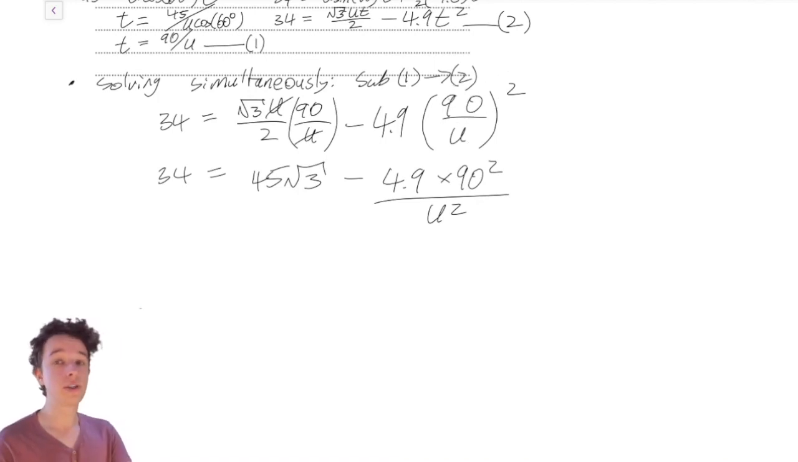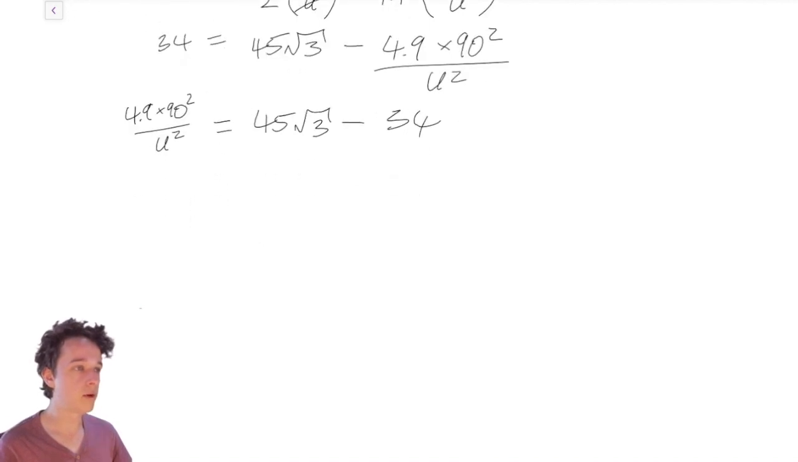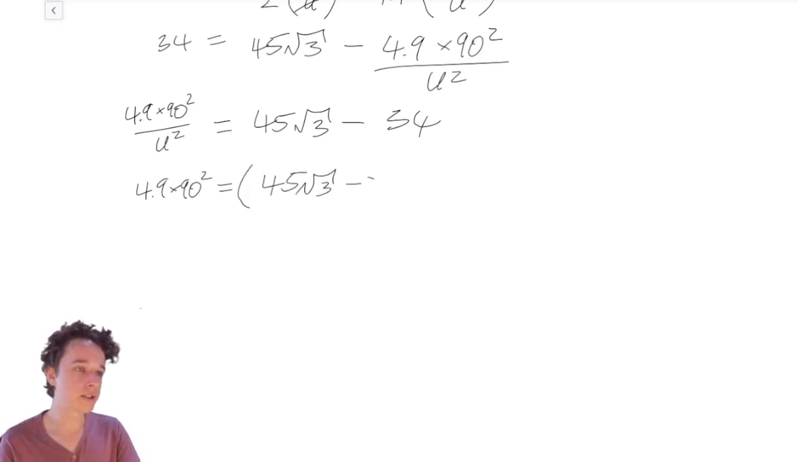And then we rearrange this equation to solve for u. So take this entire 4.9 multiplied by 90 squared divided by u squared to the other side, and you'll get 4.9 multiplied by 90 squared divided by u squared is equal to 45 root 3 minus 34. Multiply both sides by u squared, and you'll end up with 4.9 multiplied by 90 squared equals 45 root 3 minus 34 multiplied by u squared.